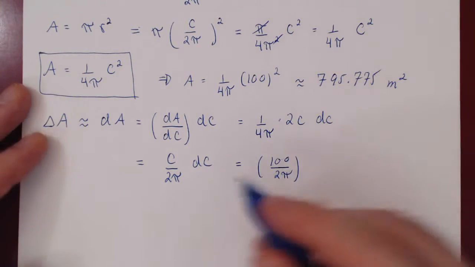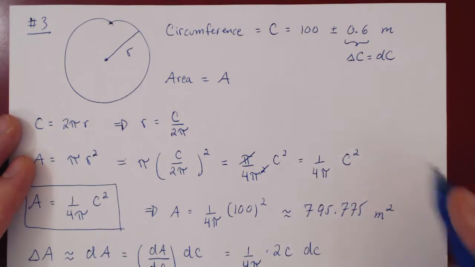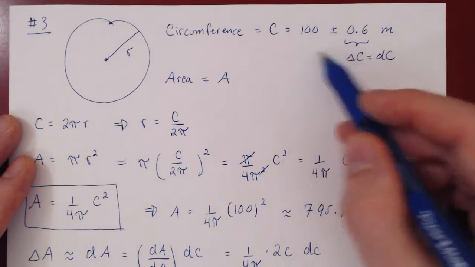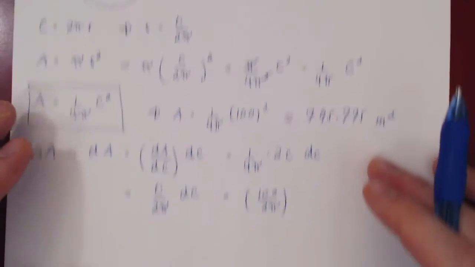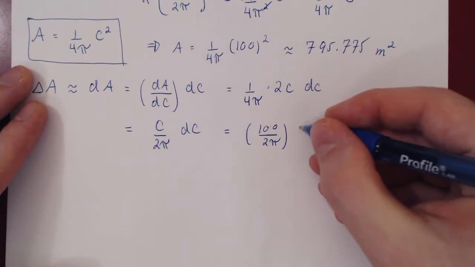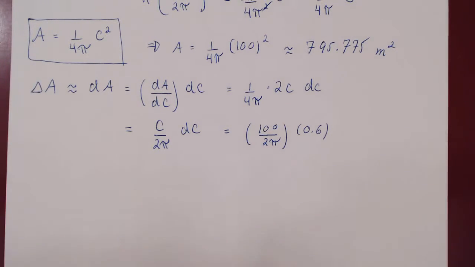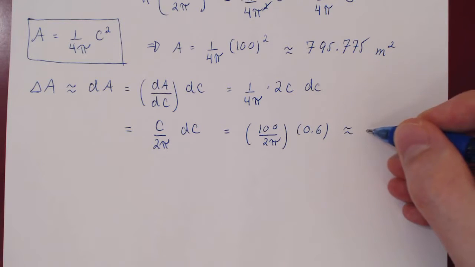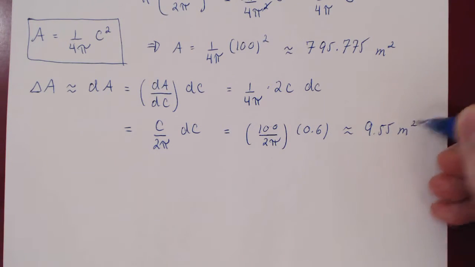times the differential dC, that was the change in C, the uncertainty, and the uncertainty in our measurement of C is just 0.6, sorry. So it's 100 over 2 pi times 0.6. And if you compute this, you'll find approximately an uncertainty of 9.55 meters squared.